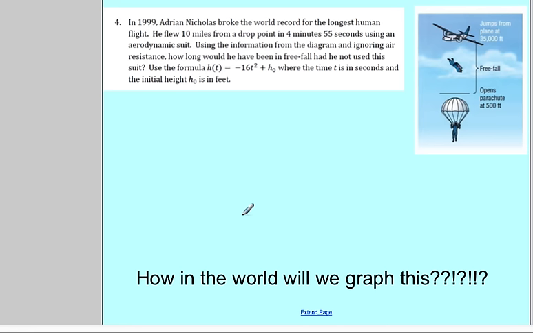Okay, so what we need to do is figure out, well, what is his initial height? Okay, so his initial height is 35,000. So our formula is really h of t is equal to negative 16t squared plus 35,000. Okay, and we want to know how long would it have been in free fall had he not used his suit.